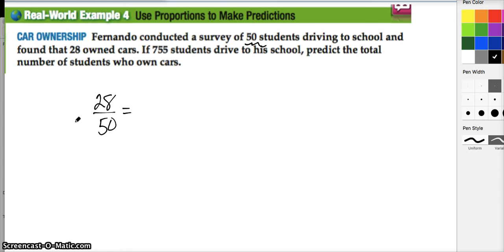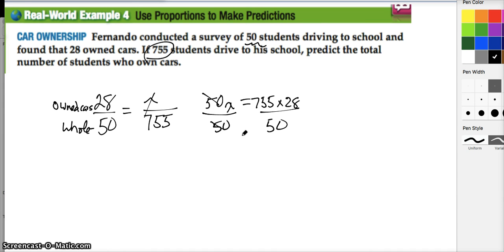Well, what we realize is that of the whole group of students that he surveyed, this is the number that owned cars, that were car owners, right? So this is the whole number of kids that he surveyed, and this is the number that own cars. Then we're going to assume that that represents the whole population of 755. And then we'll throw an X up there and we'll solve. Does that make sense in a way? So we want to know how many own cars out of 755. That's my whole. And we know that Fernando's complete total number was 50. So we're going to cross multiply and do what we need to do.